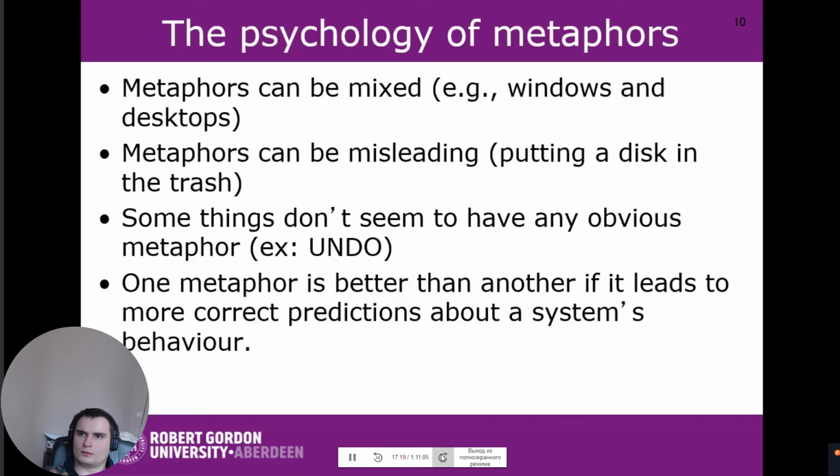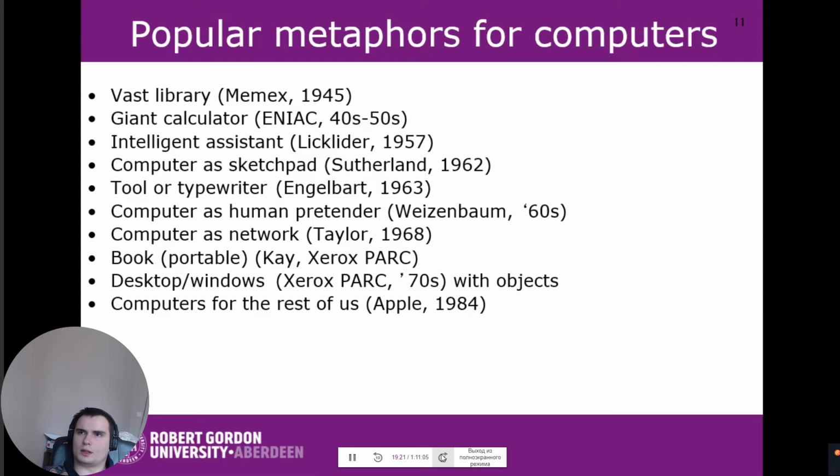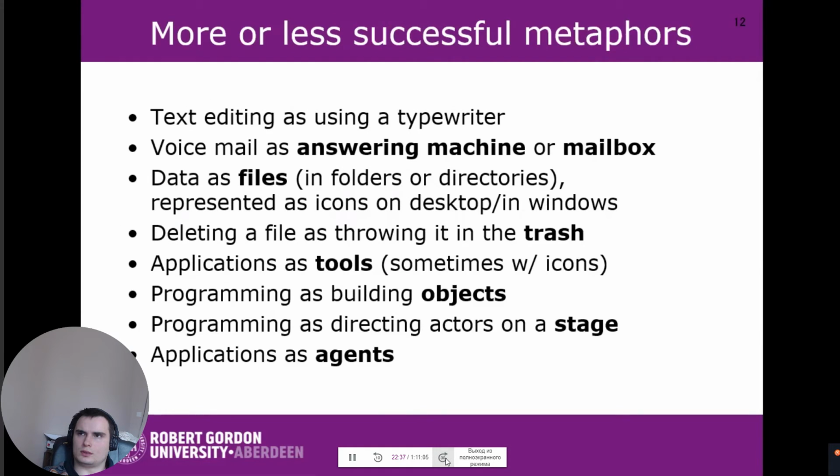The things can also be quite literal, like content addressable filing, CAF systems, which was a vast library metaphor, the great library of Alexandria. And ENIAC, to do computers. Voicemail, for example, works as an answering machine or mailbox, and that has been a success.